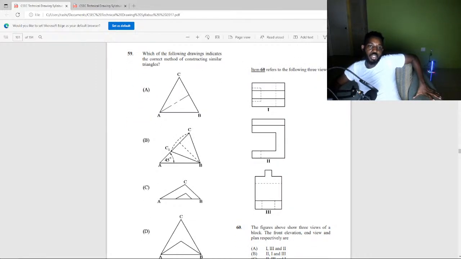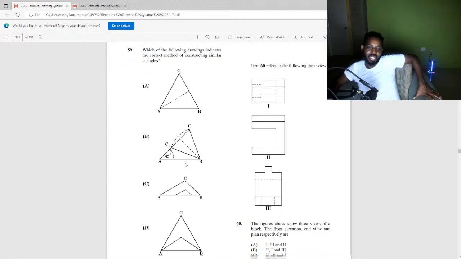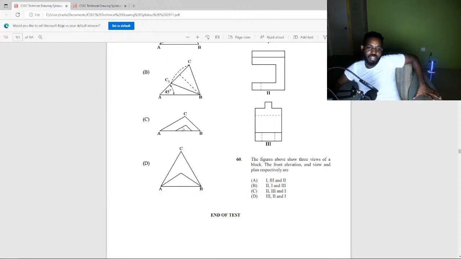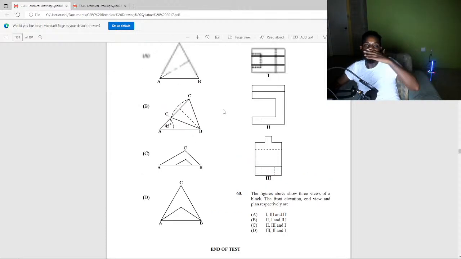Which of the following drawings indicates the correct method of constructing similar triangles? Similar triangles, the correct method. It's C. This triangle and this triangle are two totally different triangles. Same thing here. These are two totally different triangles. So this is an enlargement and reduction question. The only thing that changed is the dimensions, but the proportions remain the same. So the answer is C.